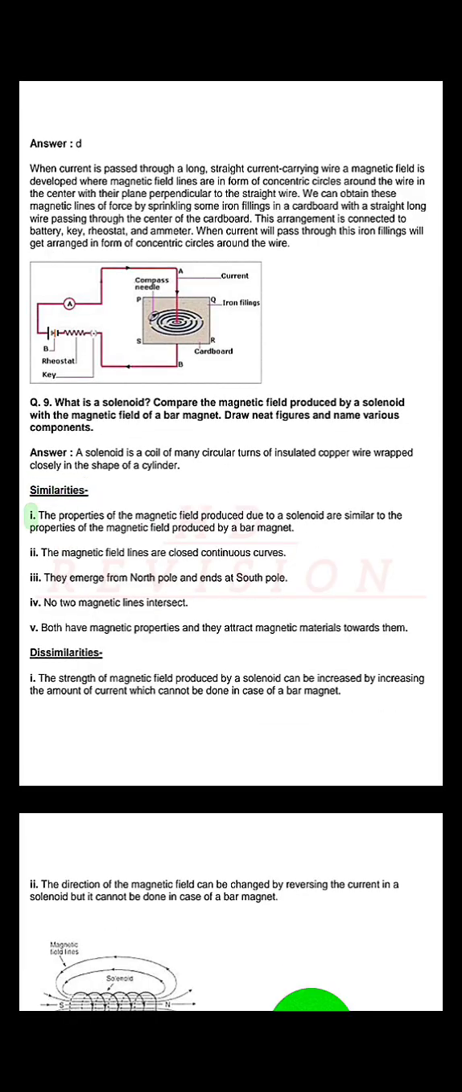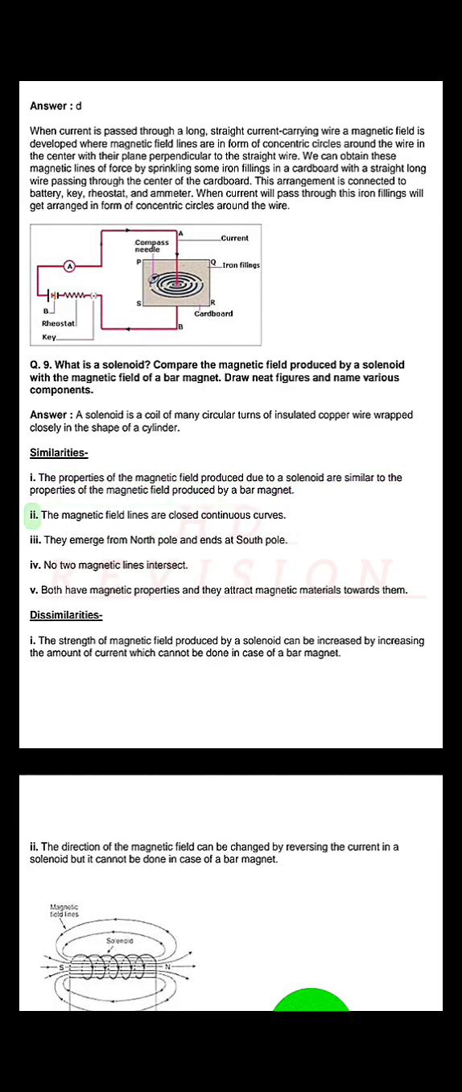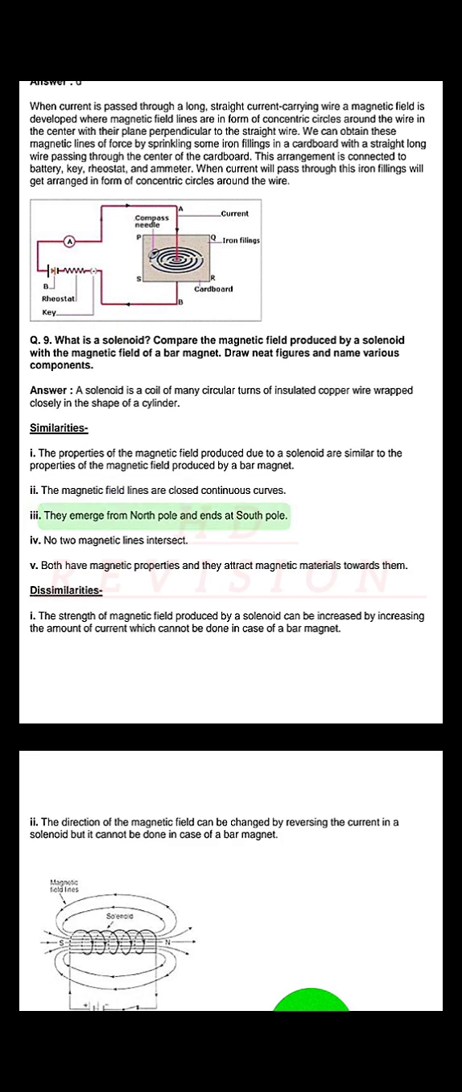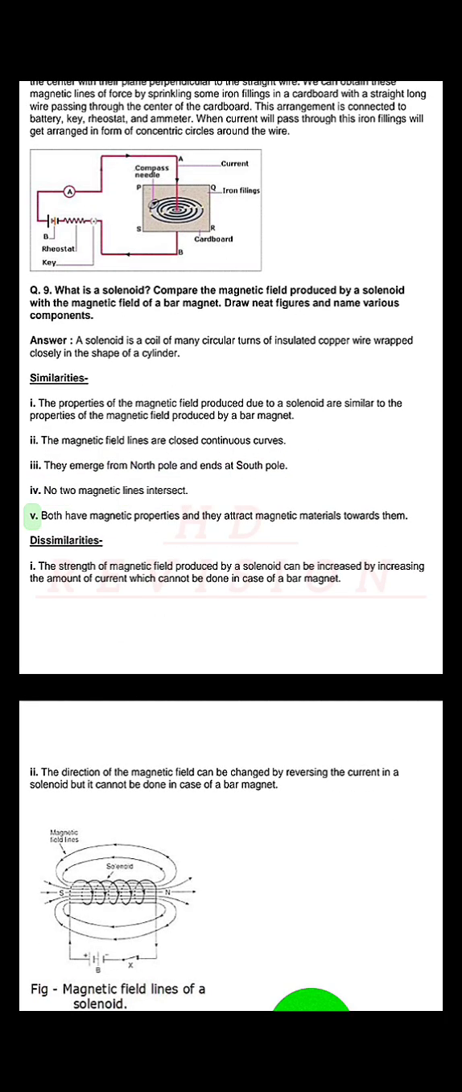Similarities. I. The properties of the magnetic field produced due to a solenoid are similar to the properties of the magnetic field produced by a bar magnet. II. The magnetic field lines are closed continuous curves. III. They emerge from the North Pole and end at the South Pole. IV. No two magnetic lines intersect. V. Both have magnetic properties and they attract magnetic materials towards them.